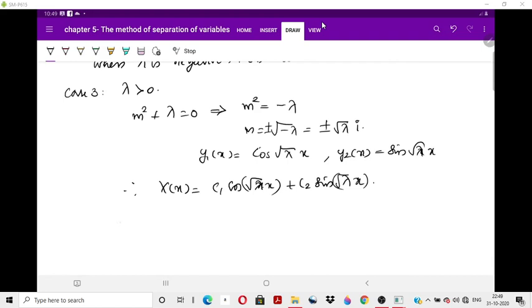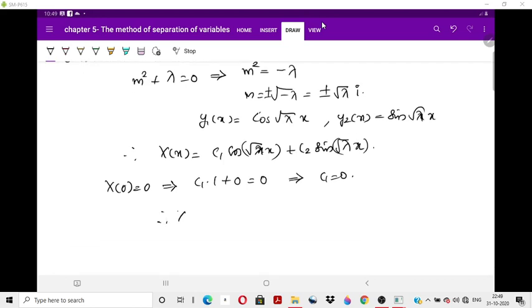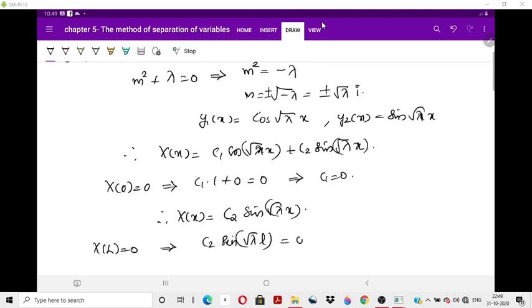Now substitute the boundary conditions. X of 0 equal to 0 means C1 into 1 plus C2 into 0 equal to 0. This will imply C1 equal to 0. Therefore, X of x will be reduced to C2 into sine root lambda x. Now the second boundary condition, X of L equal to 0, implies C2 into sine root lambda L equal to 0.